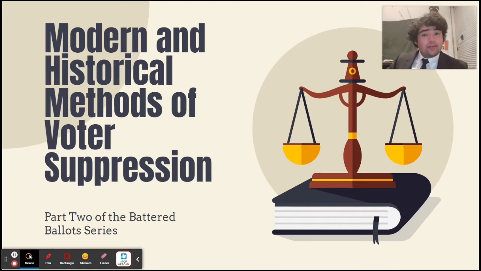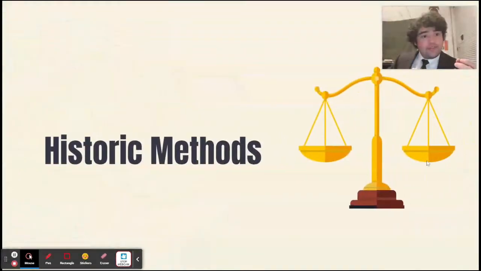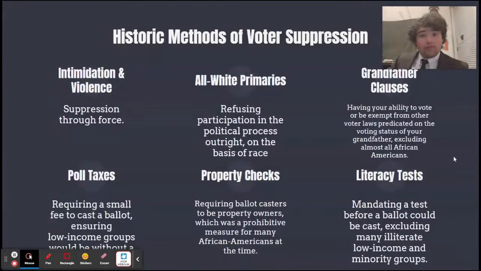This is modern and historic methods of voter suppression, and what we're going to do is lead right off by discussing some of the historic methods of voter suppression that we've seen in the United States, and after that we're going to go really in depth on those modern methods of voter suppression that you can expect to see and we have been seeing in modern society. And we're going to start off by looking at, like I said, some of these historic methods.